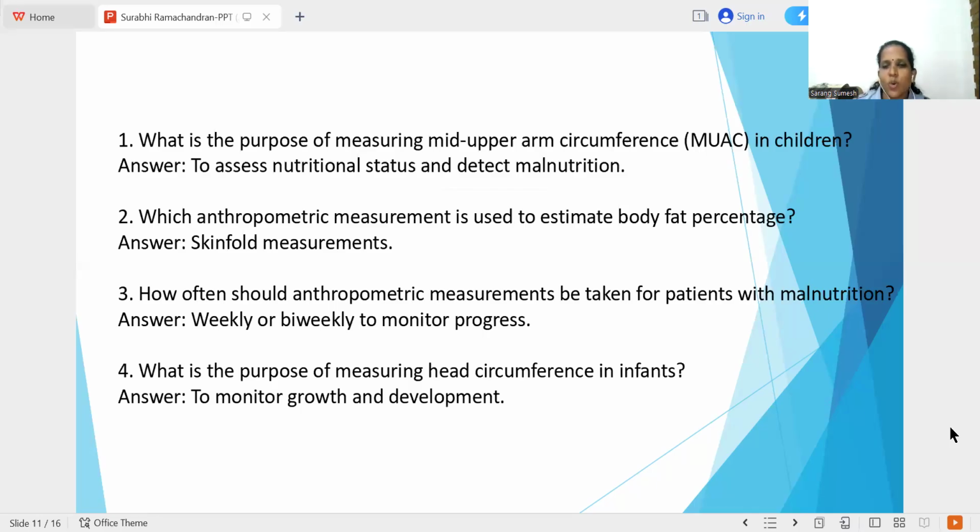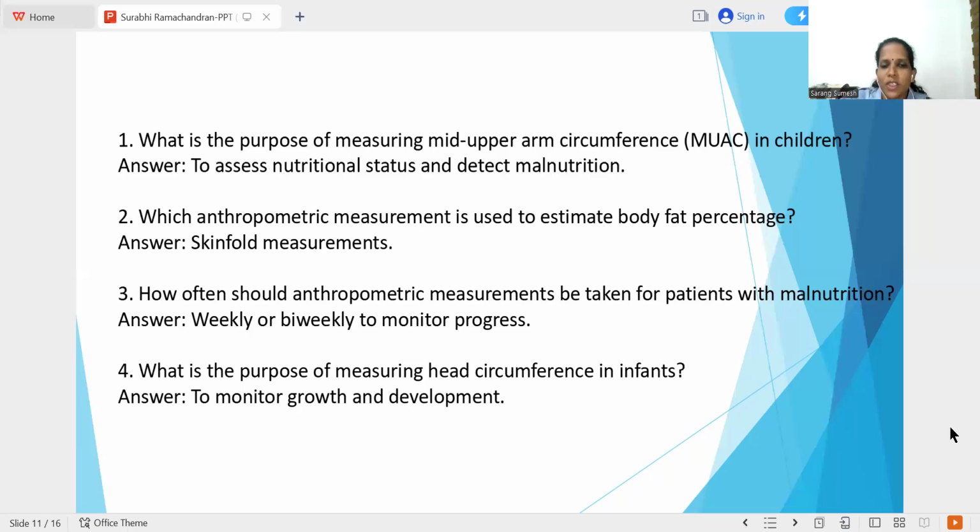Next, we will see some questions on anthropometric measurement and developmental milestones, some important questions we will discuss. First question: what is the purpose of measuring mid-arm circumference in children? Actually, mid-arm circumference is also one of the important physical measurements to make out physical growth, so that's why I included this question. The answer is to assess nutritional status and detect malnutrition.